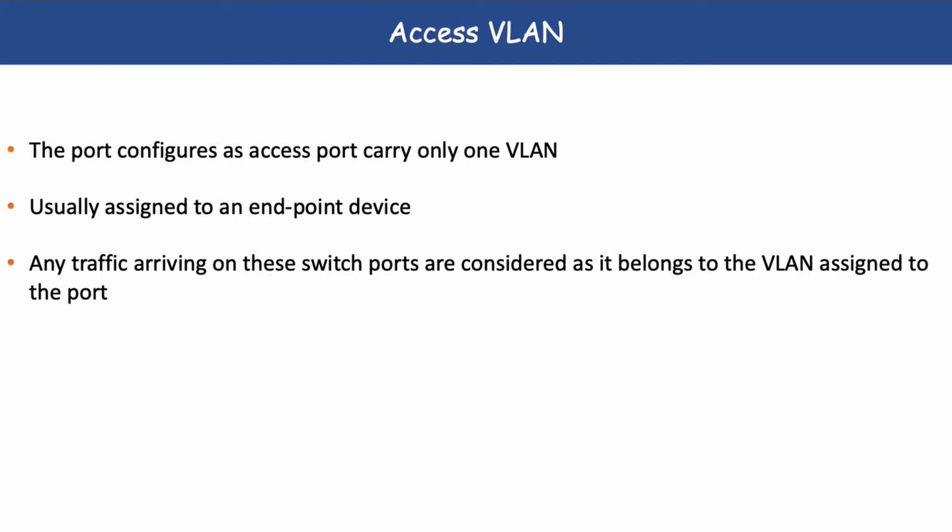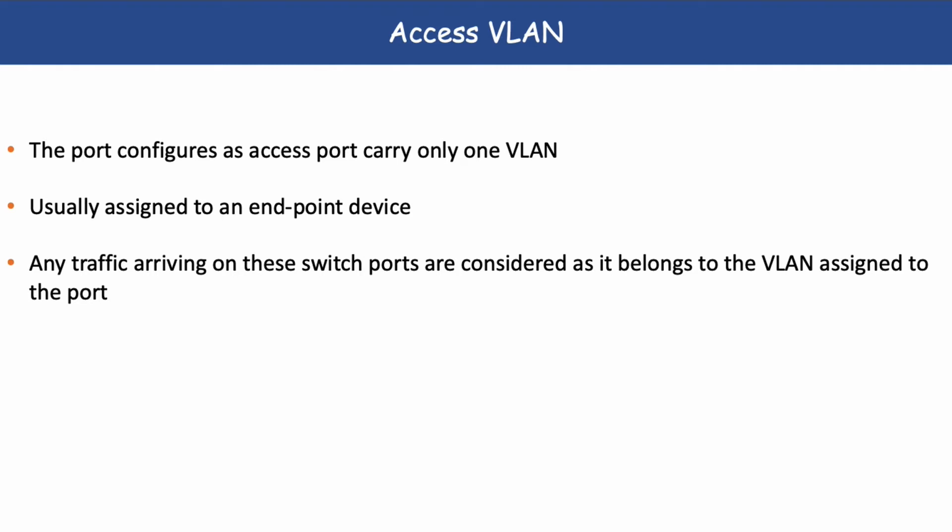Now that we have added a VLAN, how do we add ports, how do we assign which port gets which VLAN, and how do we configure that? To understand this, first we need to understand there are different types of VLANs. The first is the access VLAN. The access VLAN is the VLAN which has only one VLAN on one port.